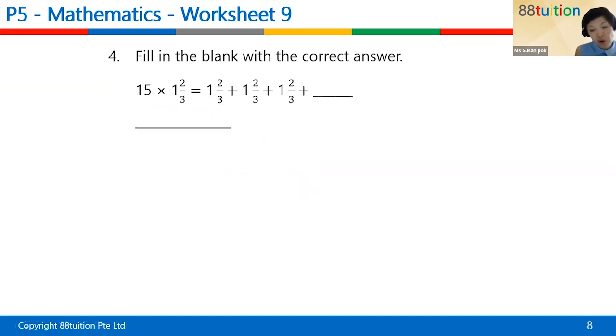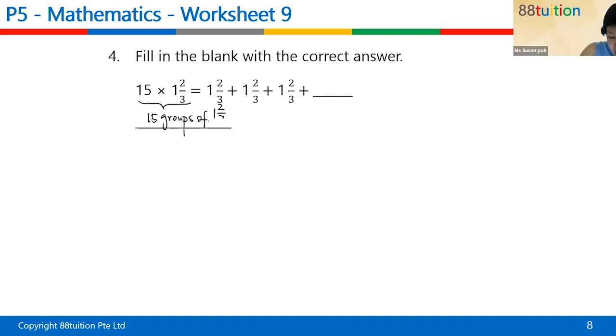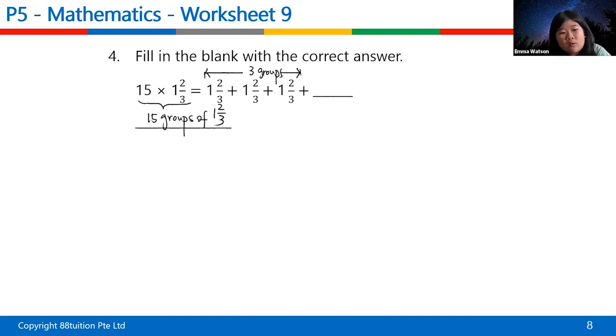Question 4. There are 15 groups, right? So if we take a look, there are 15 groups of this fraction. But from here to here, how many groups of this did you find? Let's take a look. 1, 2, 3. So there are 3 groups. So in total, 15 groups minus 3 groups, behind here I should have 12 groups.